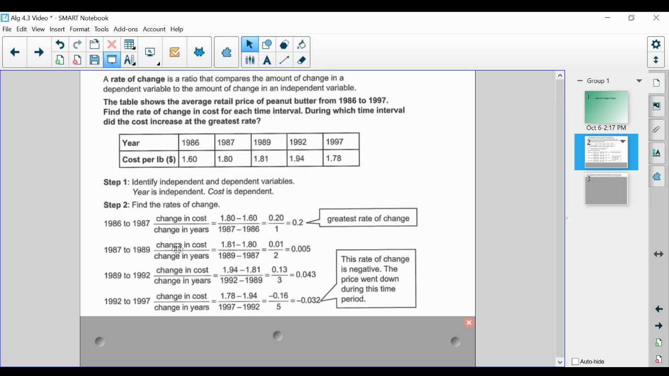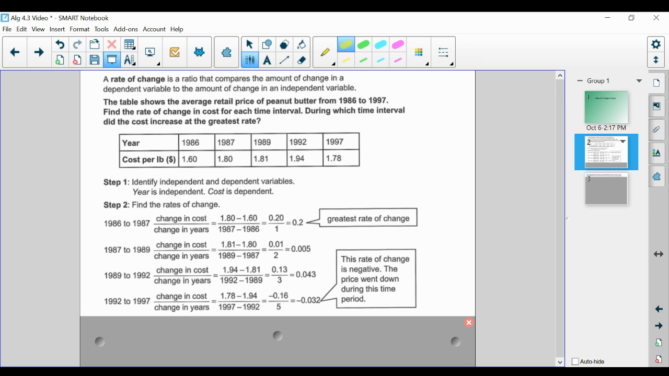Now notice, every single time we have our change in cost in the numerator, change in years in the denominator, because it's the change in our y values divided by the change in our x values. Now, another key part of this is when we look at the operations we're doing, when we look at these fractions, you're going to notice something.